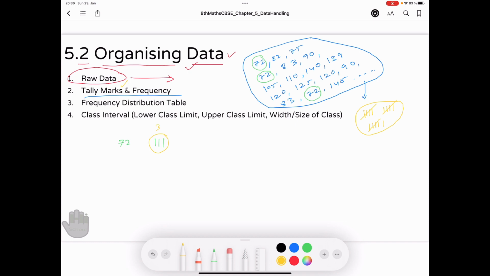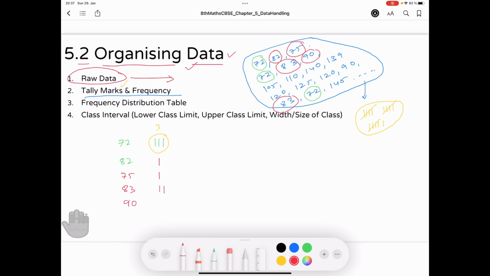Similarly, we are going to take note of 82. How many times has 82 come? 82 came once, and that's it. Now the third one is 75. Let's see how many times 75 has come. 75 came once, only once. 83 came once, and then 83 came twice. So 83 came twice.